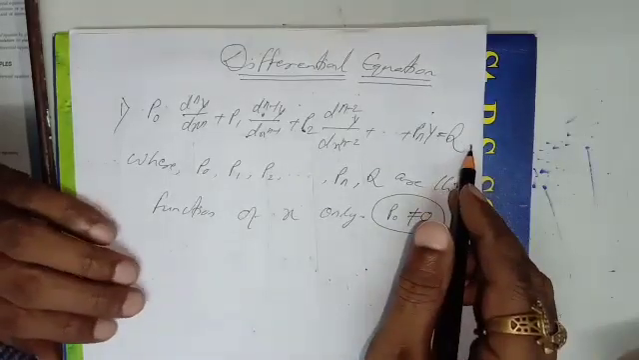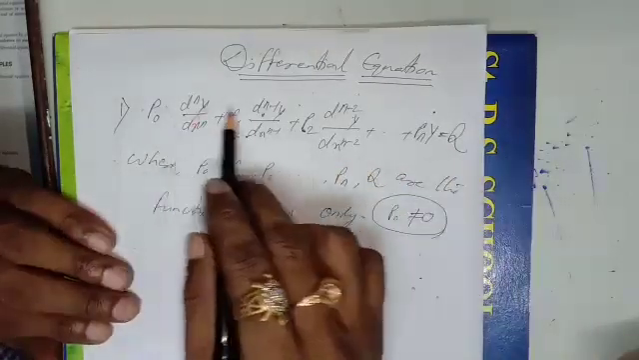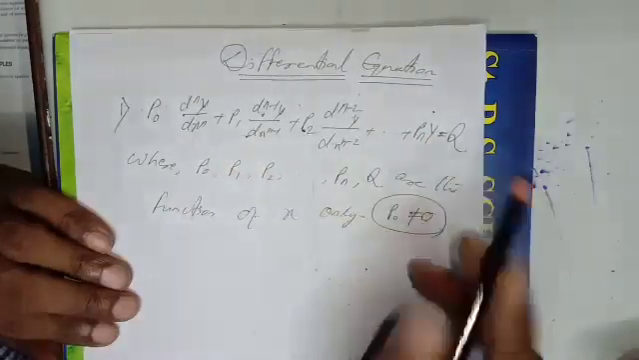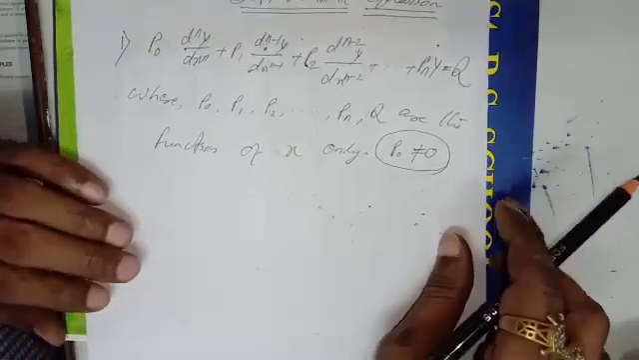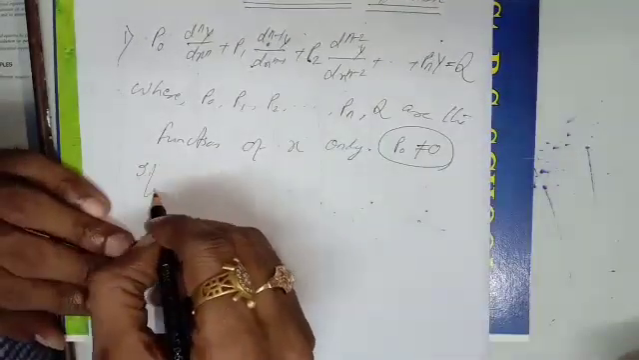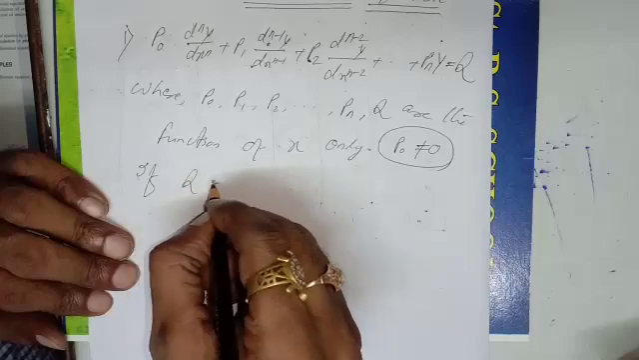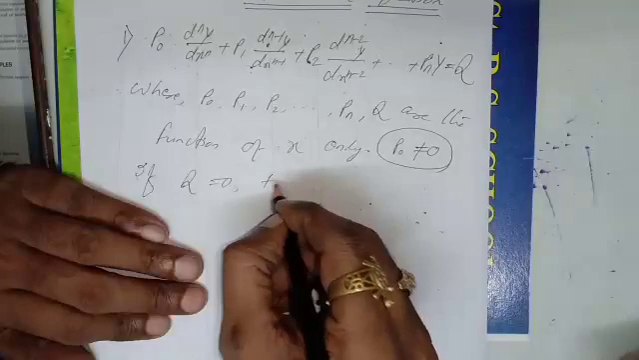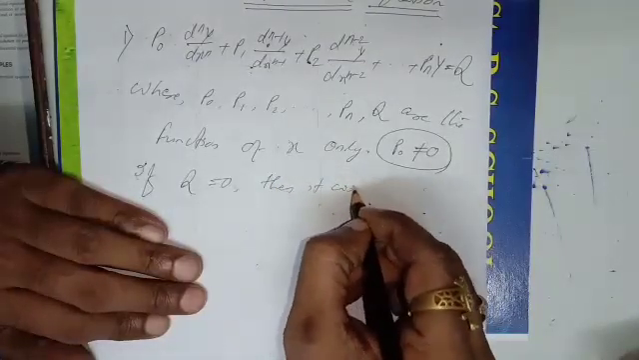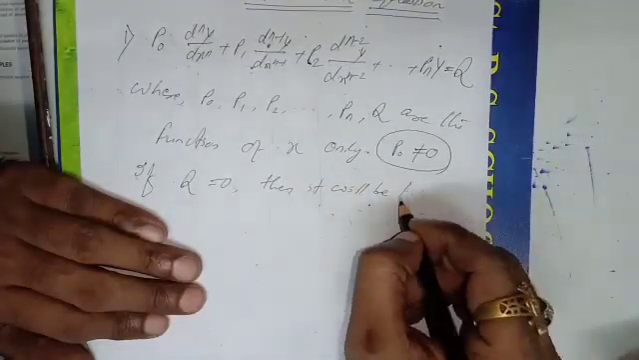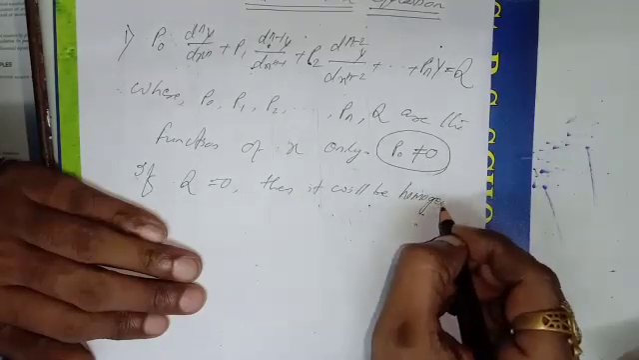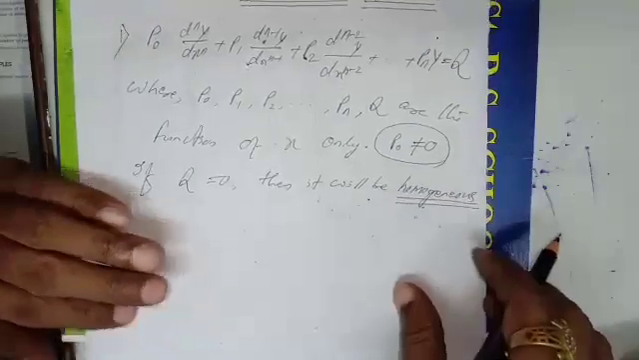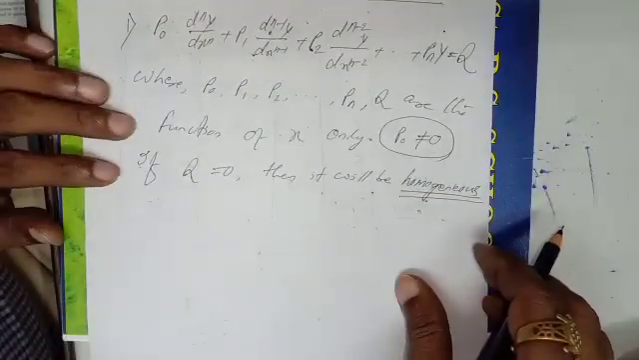And in this form, it is a linear differential equation. Linear differential equation is written in this form. And if q is equal to 0, meaning the right hand side is 0, then this linear differential equation will be homogeneous. Okay, it is clear, I think.